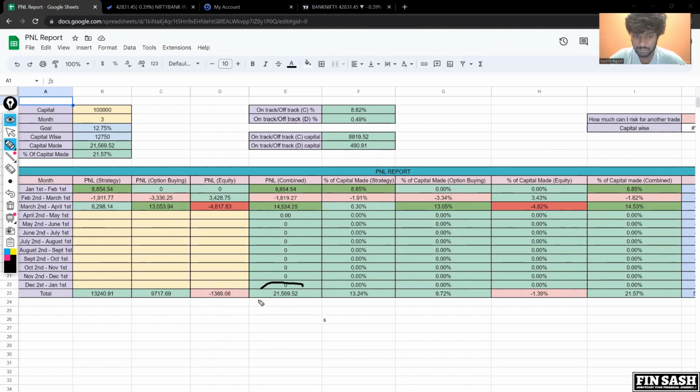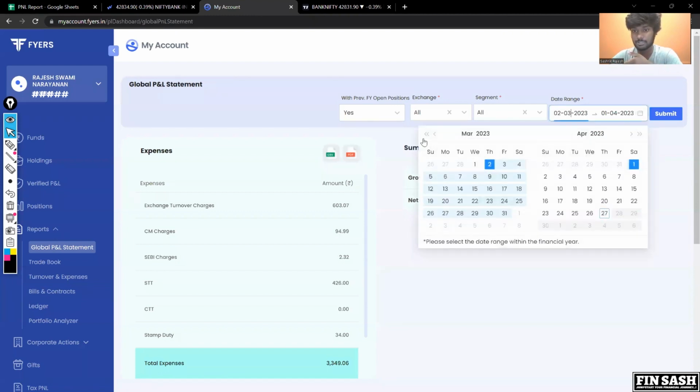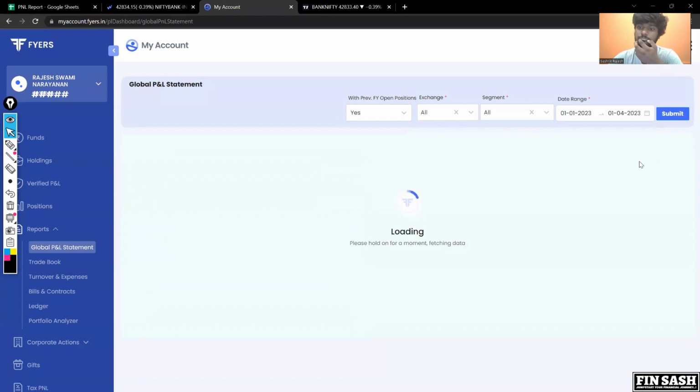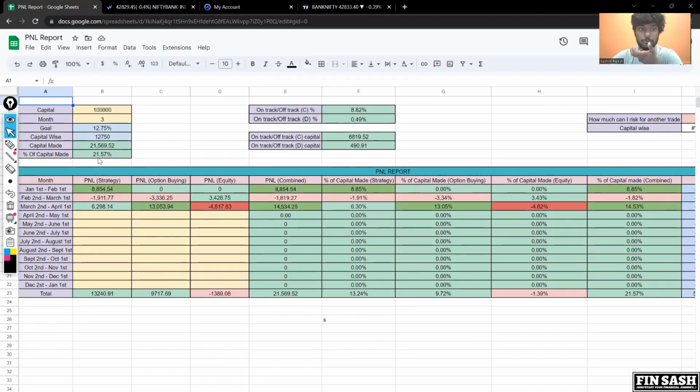So overall, I'm sitting at a profit of 21,569.2. And again, if you guys don't trust that, the same number is here too. So Jan 1st to April 1st, 21.57%.